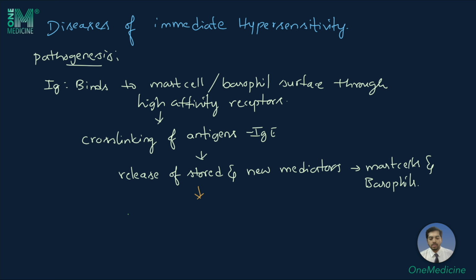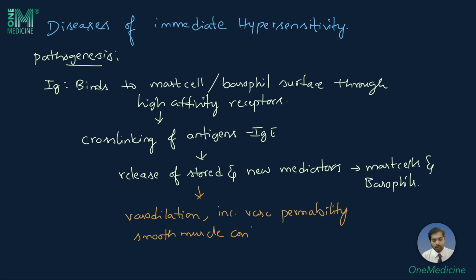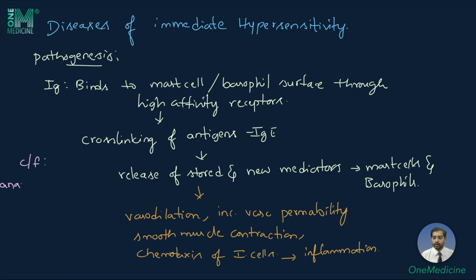These released mediators cause important effects including vasodilation, increased vascular permeability, smooth muscle contraction, and even chemotaxis of other inflammatory cells, leading to further inflammation. Clinical features depend on the anatomic site of release of mediators and duration of release.